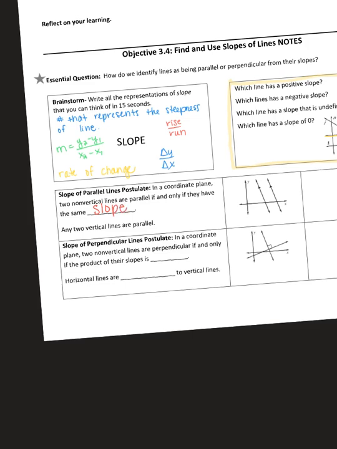Okay, any two vertical lines are also parallel, and the reason that we have to make this little secondary statement, which is like a corollary, that's an extension of a postulate or a theorem, is that they have undefined slopes, right? So we can't say that undefined is a number and that they're equal. So it just gets its own little statement, okay?